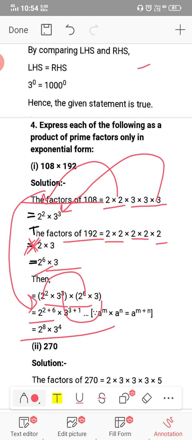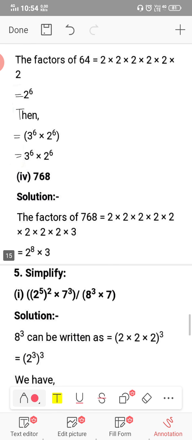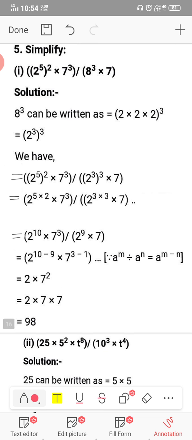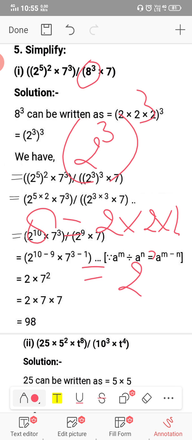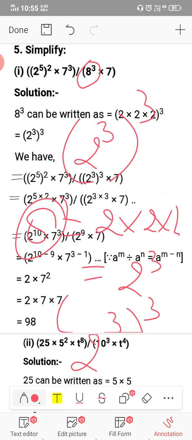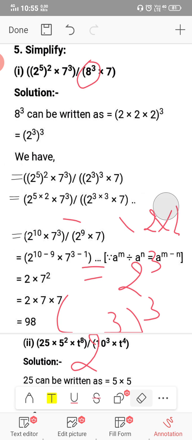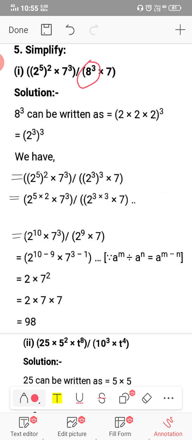Now moving on to the next part, it is simplify 2 to the power 5 to the power 2 into 7 cube divided by 8 to the power 3 into 7. So हमें इसको simplify करना है, इसको solve करना है. That's why we will open it and we know that 8 to the power 3 can be written as 2 to the power 3 to the power 3, because we know that 8 is having 2 into 2 into 2 and this can be written as 2 to the power 3, and it is having power 3, so we can write it 2 to the power 3 to the power 3. So we will write it 2 to the power 3 to the power 3, that will give us 2 to the power 6, sorry, 2 to the power 9.